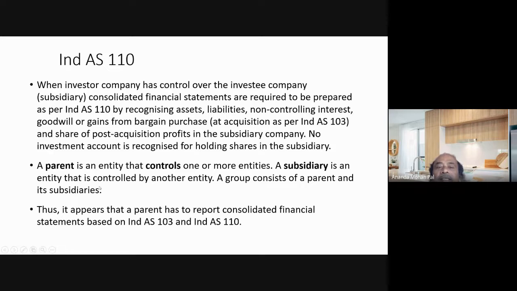A parent is an entity that controls one or more entities. These are the definition part only. A subsidiary is an entity that is controlled by another entity. A group consists of a parent and its subsidiary. Thus, it appears that a parent has to report consolidated financial statements based on Ind AS 103 and Ind AS 110, because both are required, because goodwill and gains from bargain purchase you have to put based on Ind AS 103 as required in Ind AS 110.